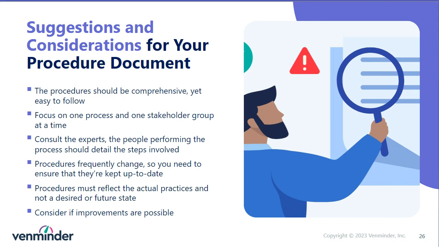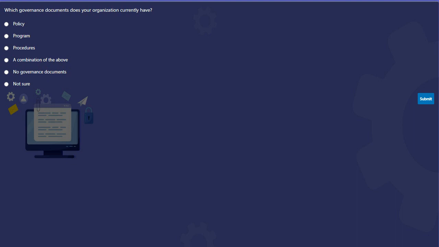I think we have our next poll. Jessie? Our second poll question of the day is, which governance documents does your organization currently have? A policy, a program, procedures, a combination of both, we do not have governance documents, or you're not sure?